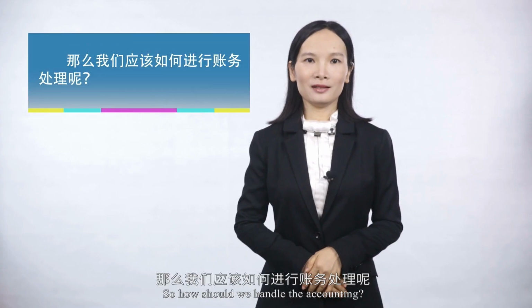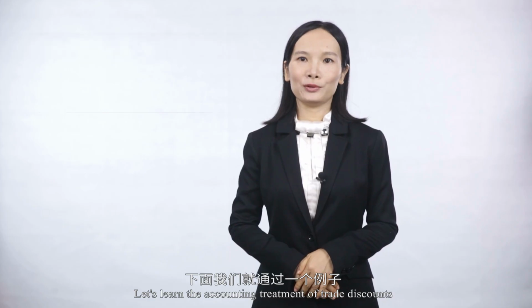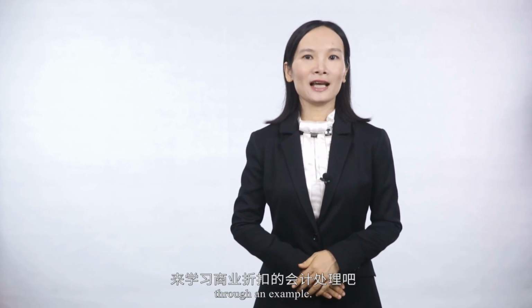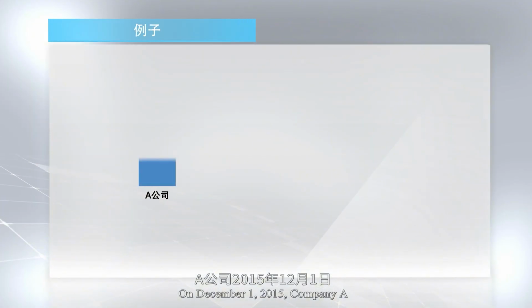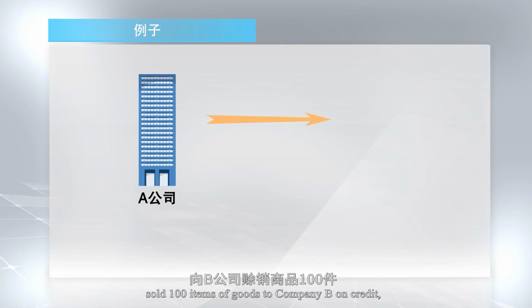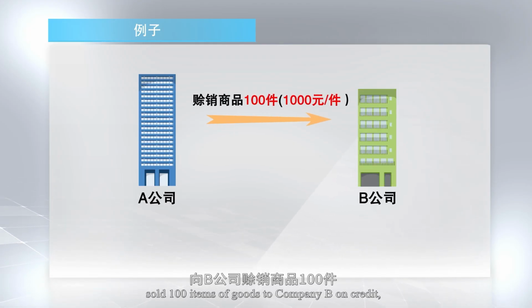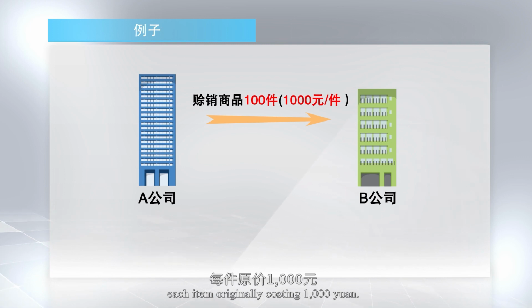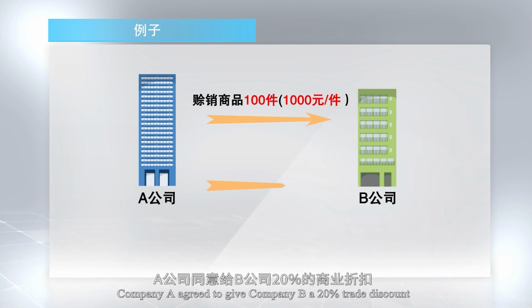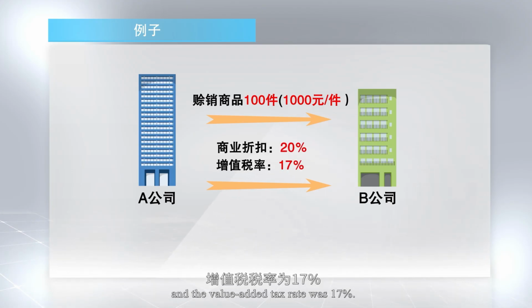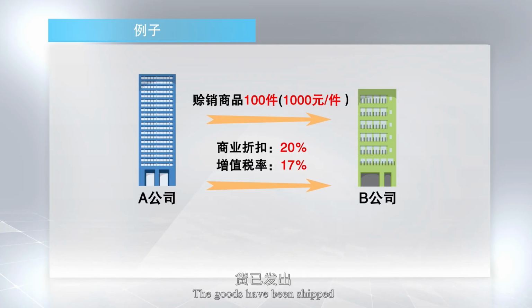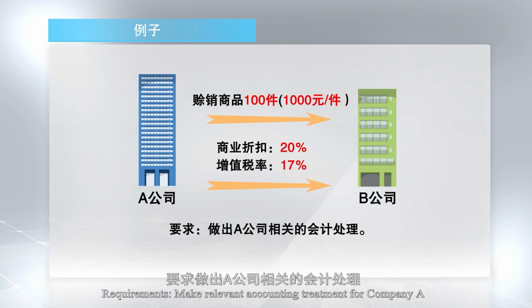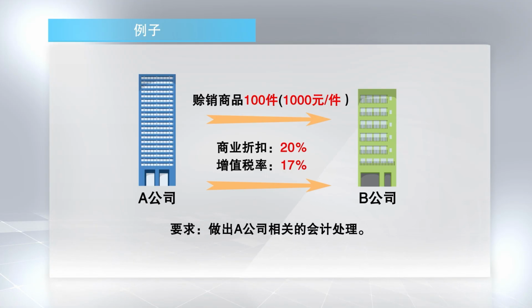So, how should we handle the accounting? Let's learn the accounting treatment of trade discounts. For an example, on December 1st, 2015, Company A sold 100 items of goods to Company B on credit, each item originally costing 1,000 yuan. Since it was a bulk sale, Company A agreed to give Company B a 20% trade discount, and the value-added tax rate was 17%. The goods have been shipped, and the payment has been deposited in the bank. Requirements: make the relevant accounting treatment for Company A.